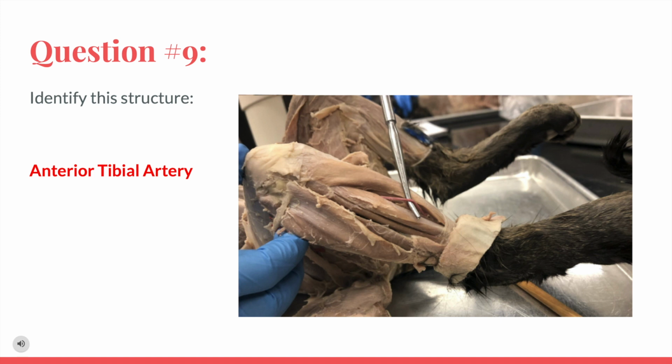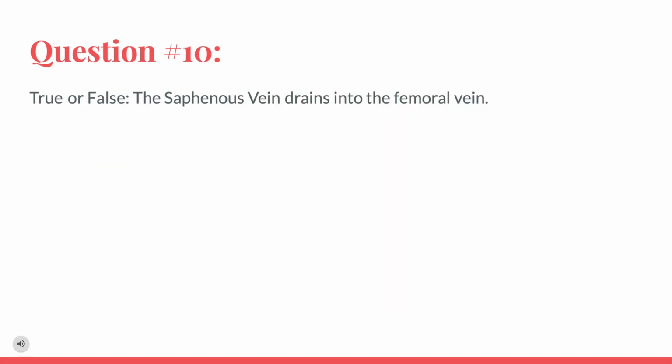The answer is anterior tibial artery. This is a picture that just comes directly from a few slides ago, so if you need a refresher, just rewind and go back to that picture. Question 10, true or false? The saphenous vein drains into the femoral vein. The answer to this one is true. Not really a further explanation needed.